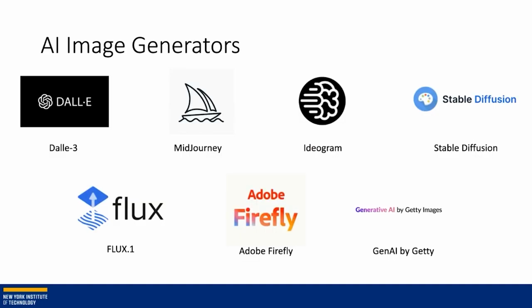So there's a wide range of AI image generators out there, and it seems like every single day there's new tools out there, particularly with generative AI. This just shows you a couple of the more popular ones. We do have Adobe Firefly, as well as DALL-E 3, which is associated with ChatGPT. And then there is Generative AI by Getty Images. Getty Images does have a lot of open educational resources, and now they're getting into generative AI as well.